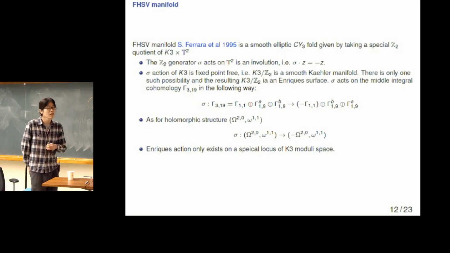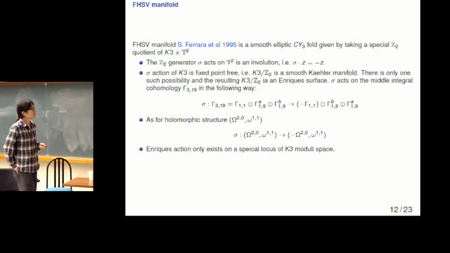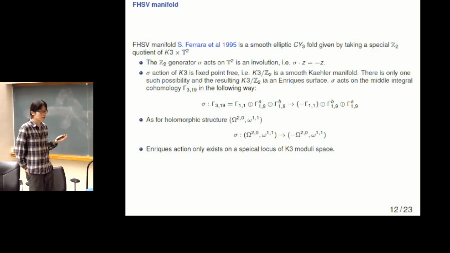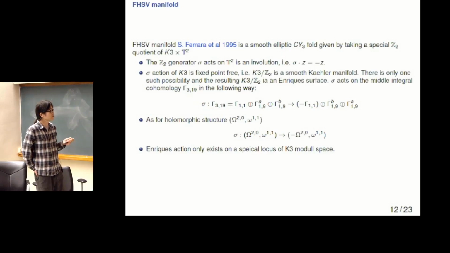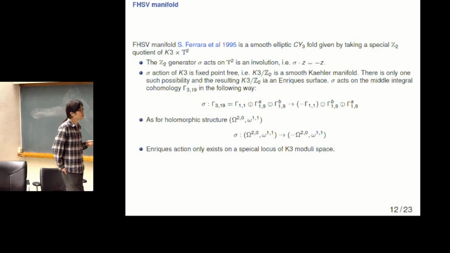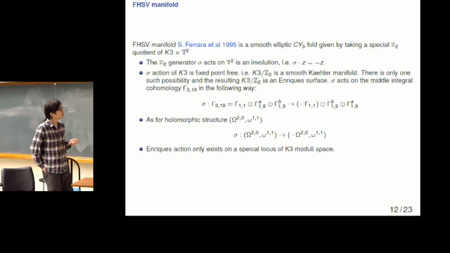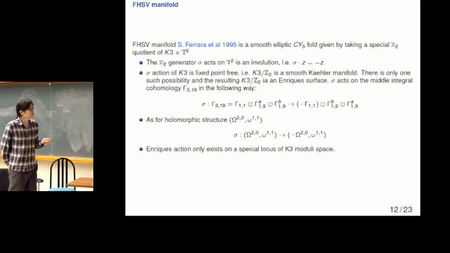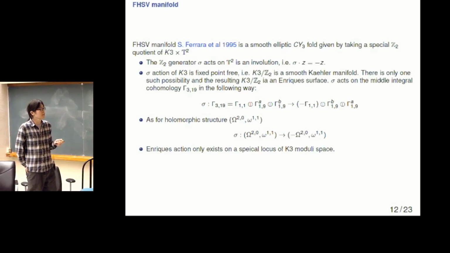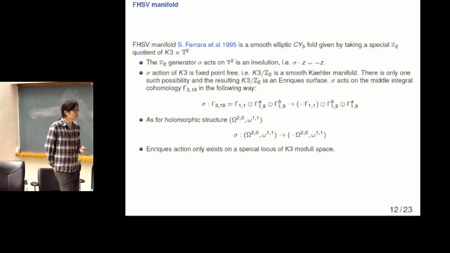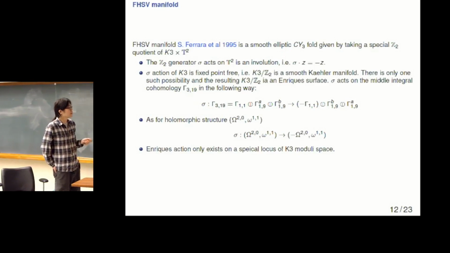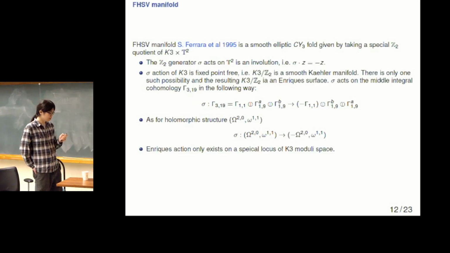projects out the top holomorphic form, which means that it acts on the middle integral cohomology of K3 in the following way. It acts on the first Γ1,1 as an involution, and it swaps the two Γ1,9. And as for the holomorphic structure, we see that it preserves the Kähler form and projects out the top holomorphic form. Of course, the Enriques action only exists on a special locus of K3 moduli space.